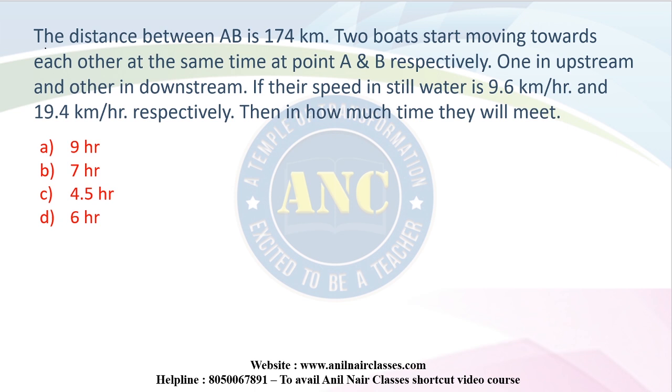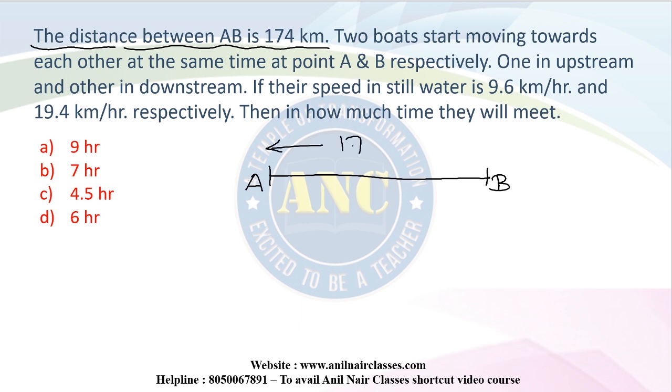Now see here, what is the question in boats and streams? The distance between A and B is 174 kilometers. In my previous train questions, they had not given the distance, and we calculated the distance as LCM. In this question, they themselves are giving the distance. Okay, no problem. I don't have any issue because I got the value of distance as 174 directly.